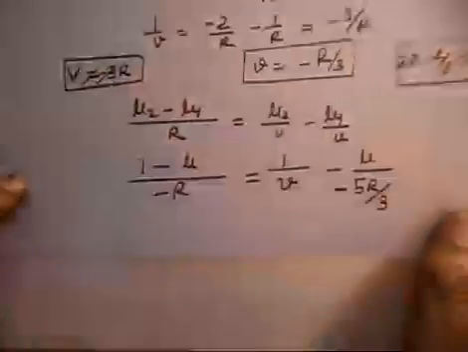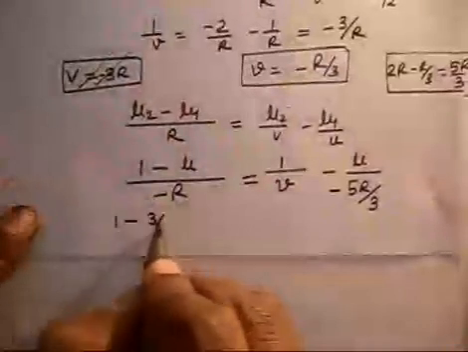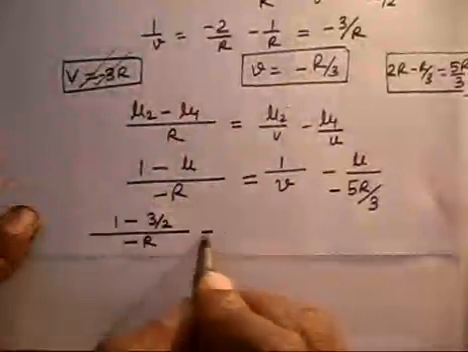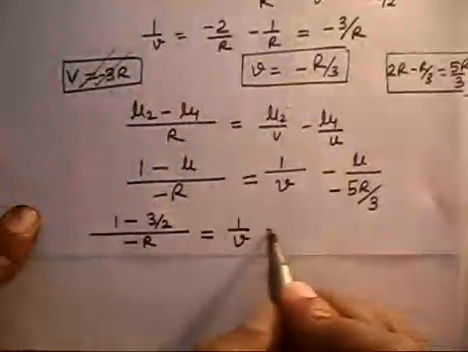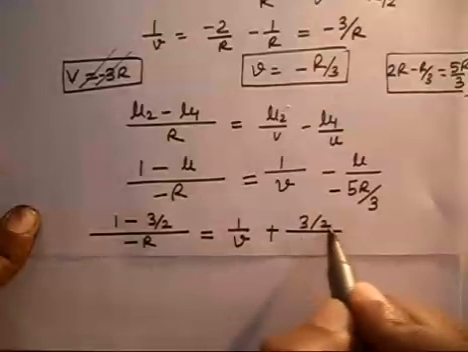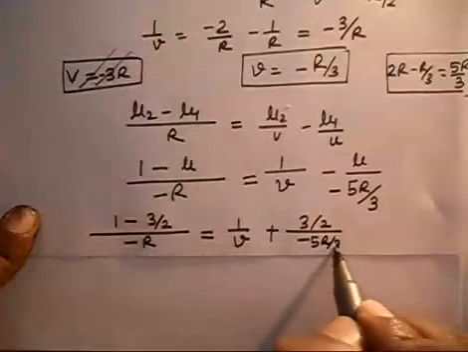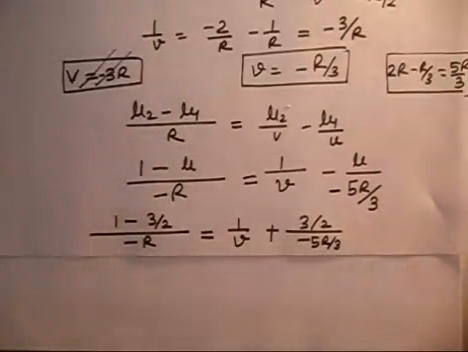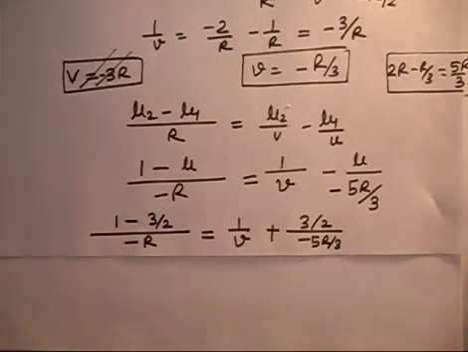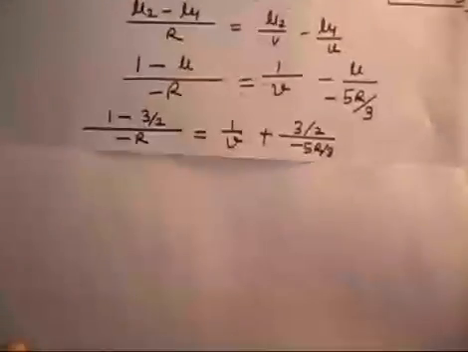Now if you solve, mu is equal to 3 by 2. So 1 minus 3 by 2 over minus r is equal to 1 by v, and this becomes plus, 3 by 2 over minus 5r by 3. So you solve this one. What is the value that you are getting? I am betting you have to solve this one. Let me solve it here, I can use the next page.